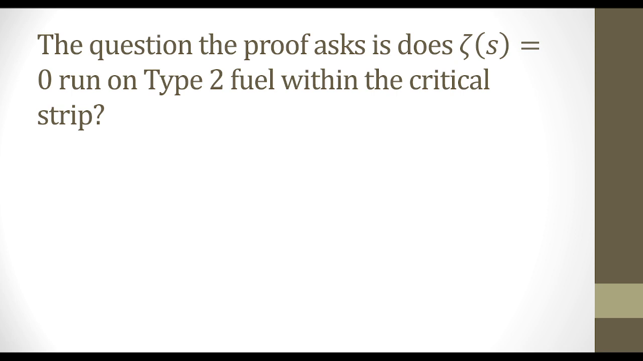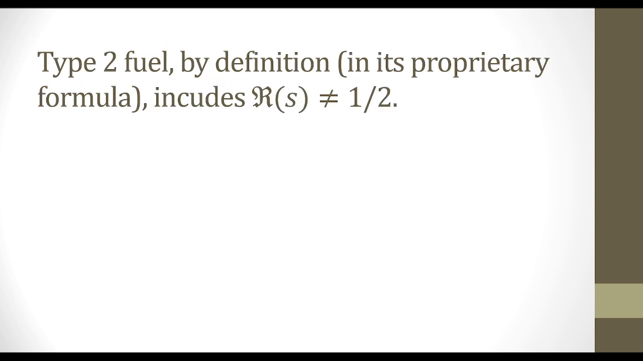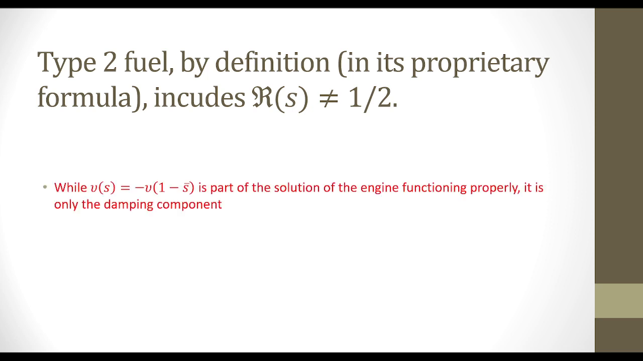If you have a computer asking, it's like, no, we're good. But you ask the real part, we've got a problem here. We've got no fuel line. We can't drive without the fuel line. Do you understand this? I think you do. Type 2 fuel, by definition, in its proprietary formula, includes the real part of s not equal to 1/2. If you can't get any solution's real part to work, then we have a problem.